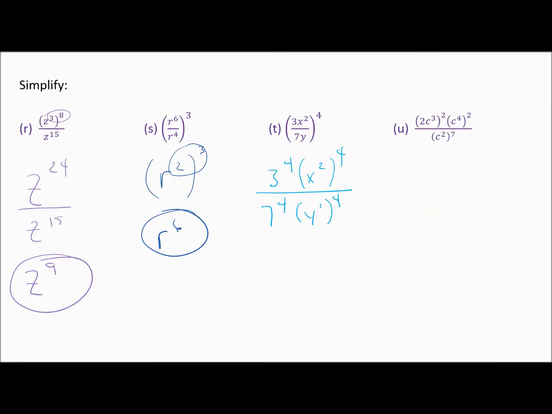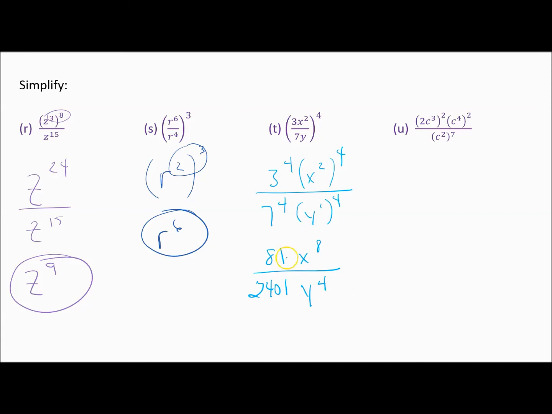I continue to simplify. Now 3 to the 4th is 3 times 3 times 3 times 3, which is 81. X squared to the 4th is x to the 8th. Multiply those exponents. 7 to the 4th, I'm going to bring out my trusty calculator, and I've got 2,401. And then y to the 1st to the 4th, 1 times 4 is 4, so that's just y to the 4th.